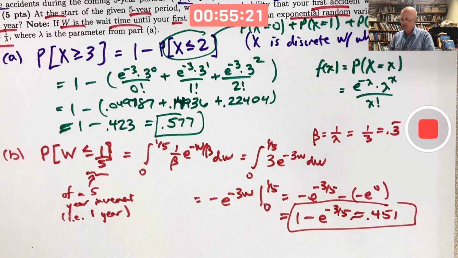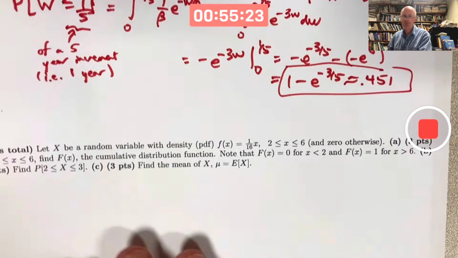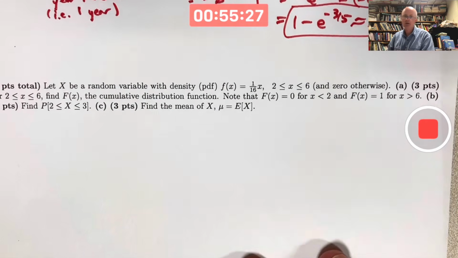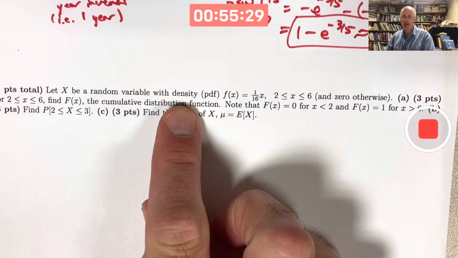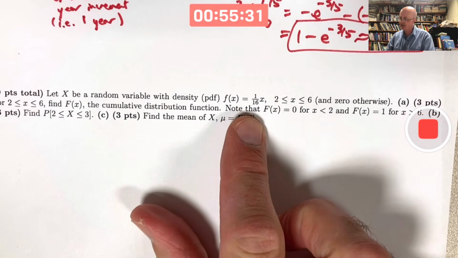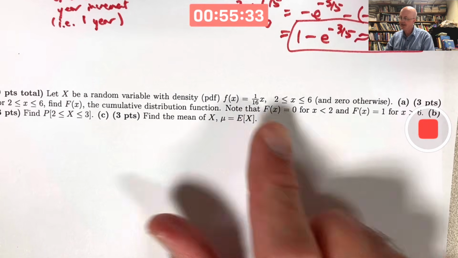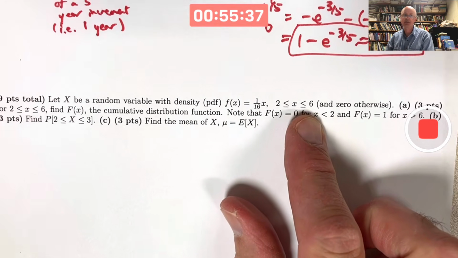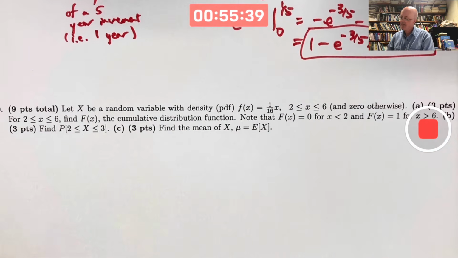Okay. Final problem. Let X be a random variable with density, and this is a true density because it's a continuous random variable. Little f of x is 1/16 x, where x is over an interval of real numbers. This is a continuous random variable, and it's assumed that the density is also 0 otherwise, and that technicality is important sometimes.